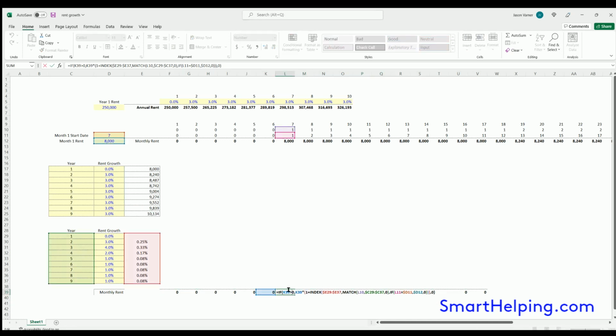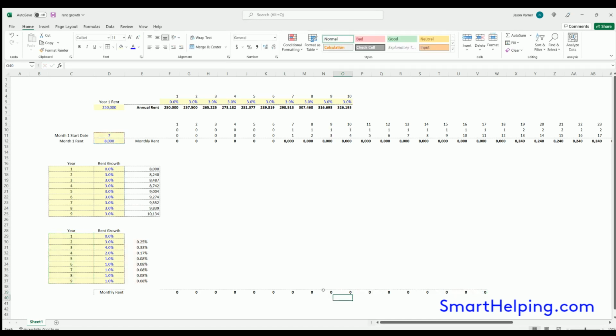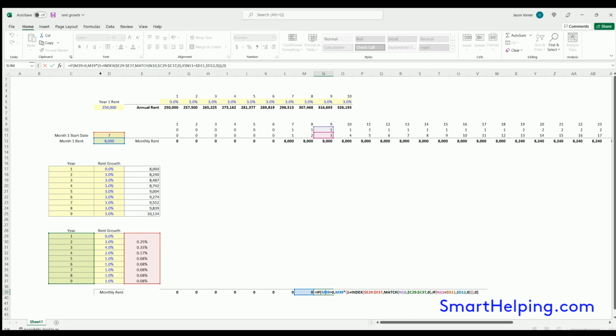Nope. What happened? So if this is greater than 0, then do that times 1 plus the rate. If it's not greater than 0, then check if N11 is equal to D11. If it is, then pull D12. Okay, my index formula is not closed all the way. So we need to close that, no column there. Yep.